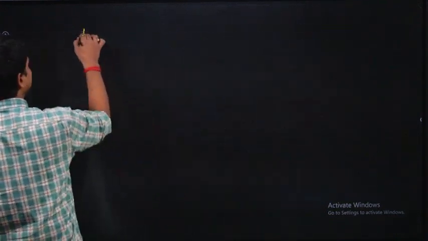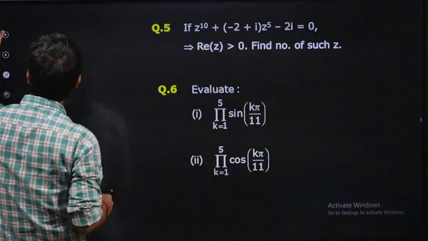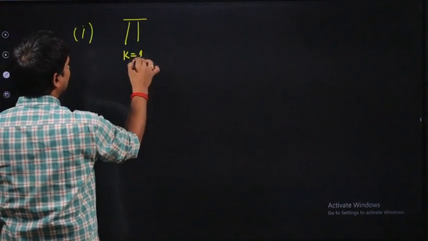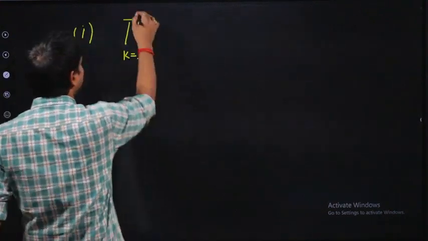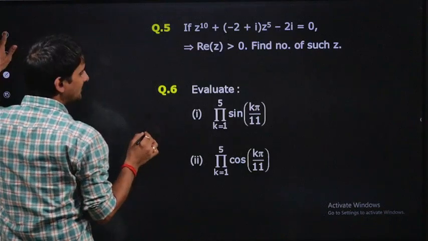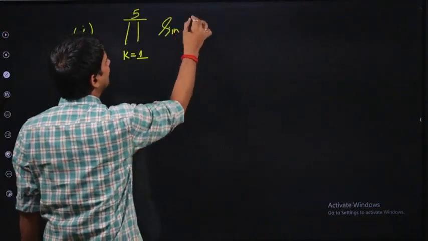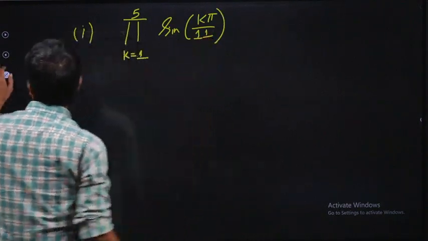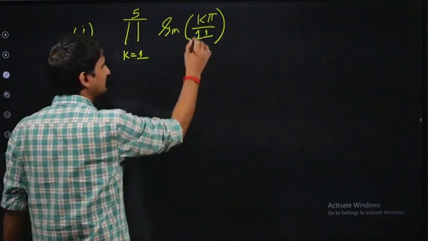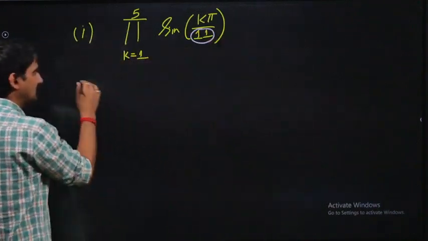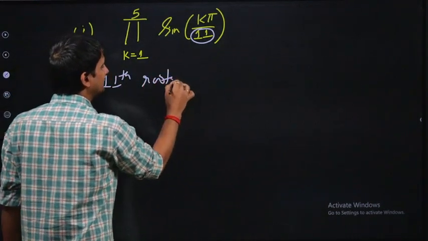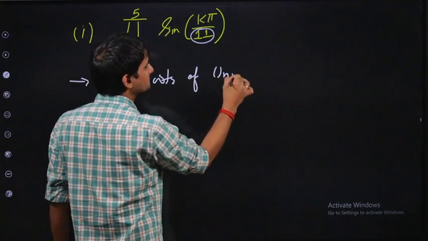So first one is, we have to find the value of the product, Pi stands for the symbol of product, like sigma is for summation. So k goes from 1 to 5 and it is sine of k pi by 11. Now in such type of question, I will say this holds the key. So I will start with the 11th roots of unity concept. 11th roots of unity.